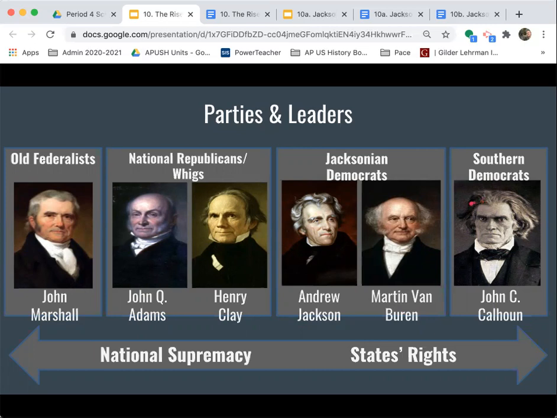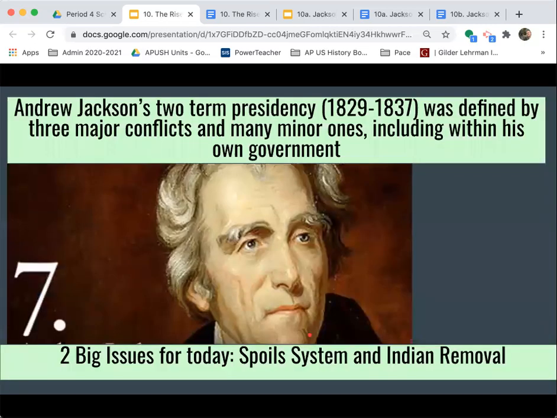So Jackson's two-term presidency is defined by three major conflicts that we'll talk about, and a whole bunch of minor conflicts, right? Including within his own government. And you read about some of this, like the Peggy Eaton affair. I'm not going to talk about that, but it's in your text. Know it. A lot of chaos. But we brought all this new blood into politics, and with new blood comes some chaos and some upheaval. The only two issues I'm going to talk about today are the spoils system as well as Indian removal. The spoils system is going to be in place for about the next 50 years in American politics, and it's going to have some pretty important ramifications, and it's going to be started by Jackson, so we're going to start here.